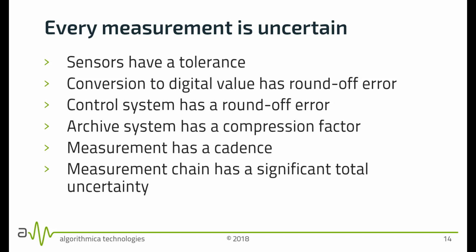Therefore, I advise all of my clients to simply look at the archive system or the historian and to look at what the compression factor has been set to, and that value is a very, very good indicator of the total uncertainty of the measurement. You don't have to make this into a very long discussion. Just extract the compression factor from the historian, and that will be the uncertainty of your tag.